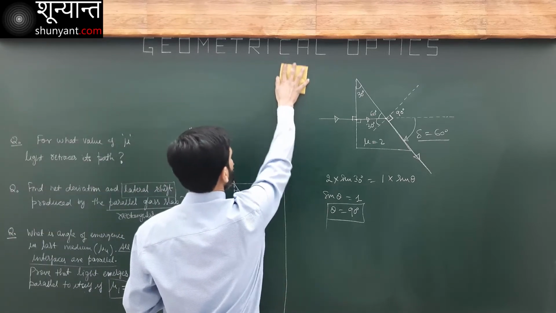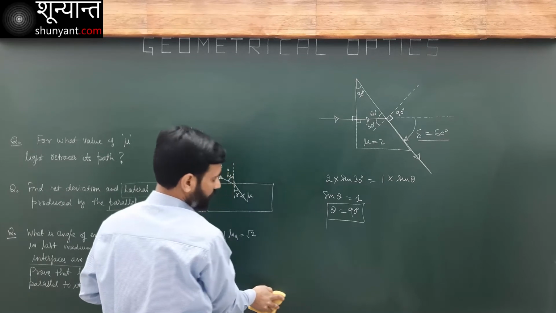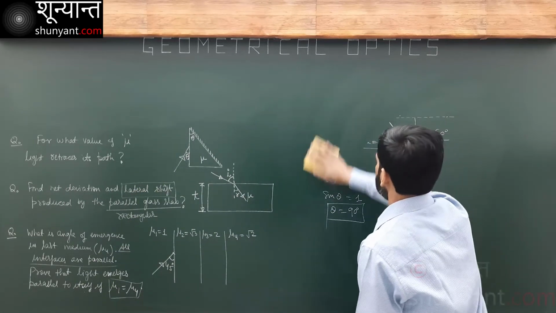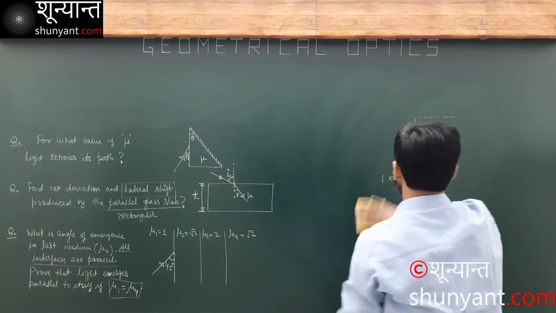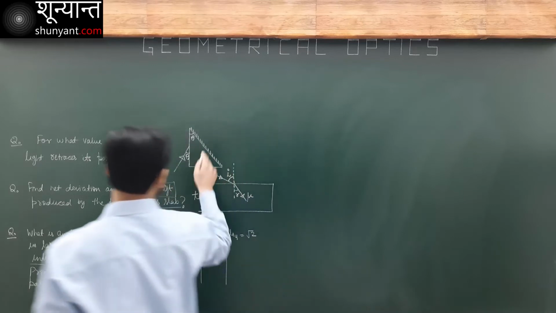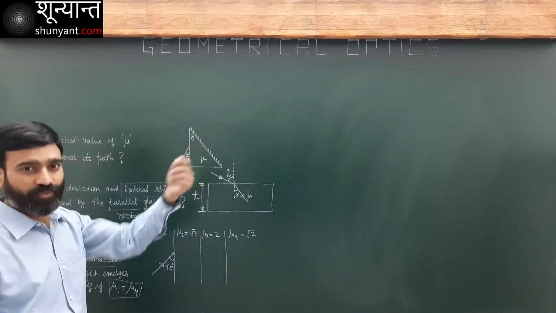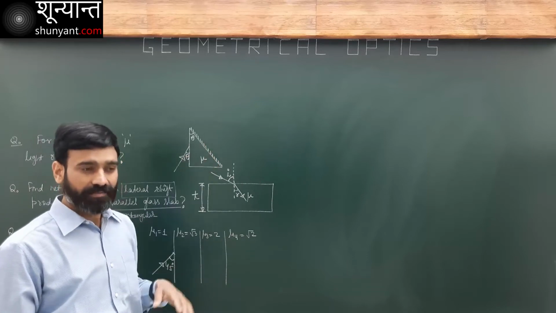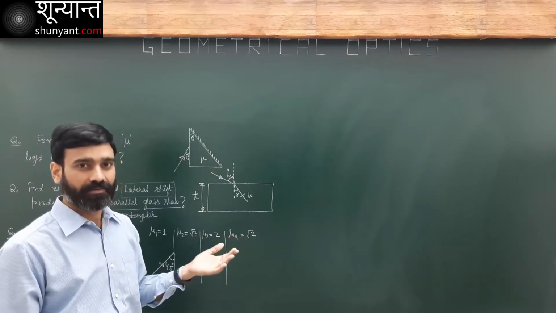Next problem. Under what condition does light retrace its path? This acts like a mirror. So this one surface is silvered, or it is painted. This is known as silvering. Then it starts behaving like a mirror. It becomes a mirror.